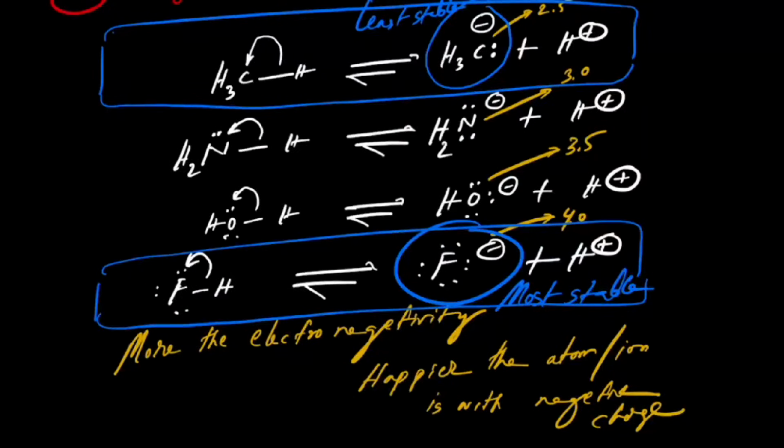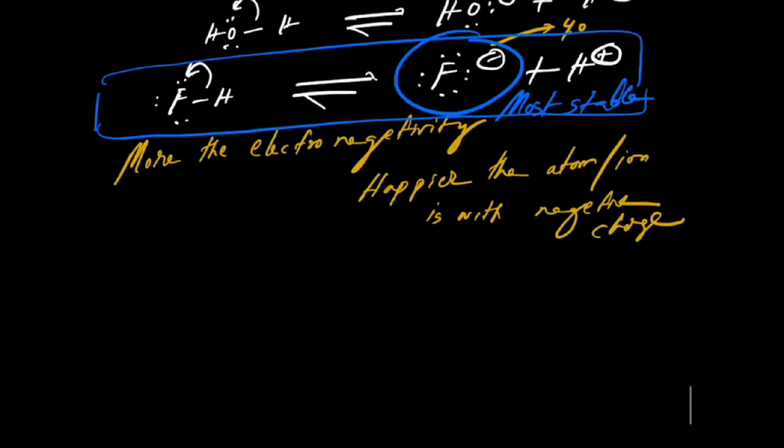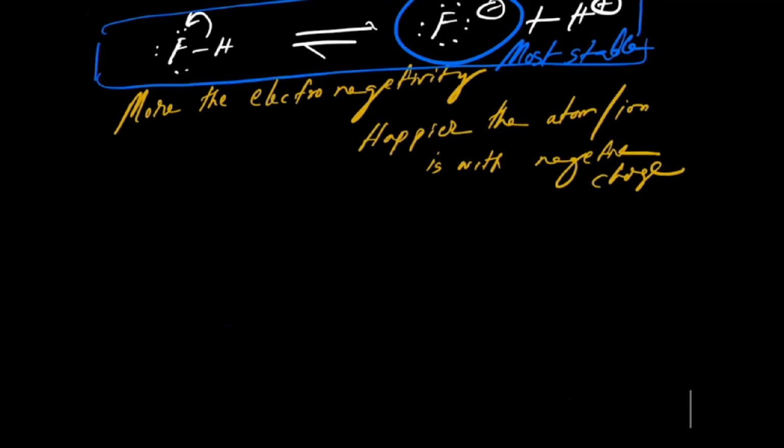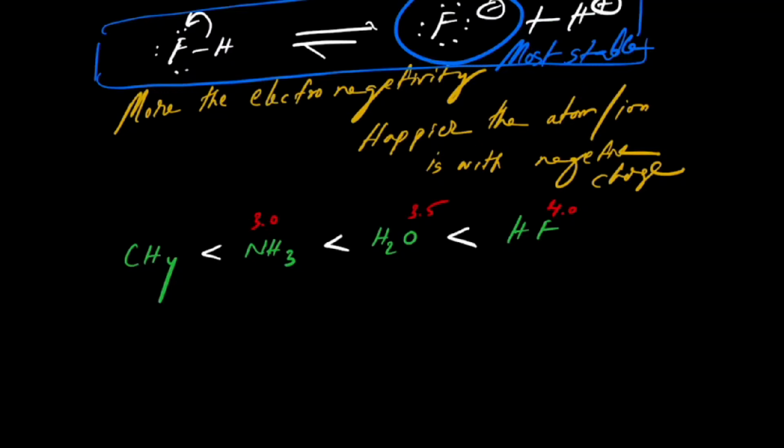Now tell me, among this, what is the ranking of acid strength? So what are we comparing? We are comparing CH4 with NH3, with water, and last HF. We are comparing these. So if I compare the acid strengths, the highest acid strength belongs to HF, then H2O, then NH3, then CH4. What was the reason I gave? The reason was electronegativity. So this was 4.0, 3.5, 3.0 and 2.5.